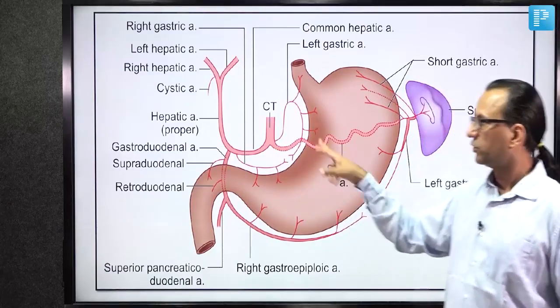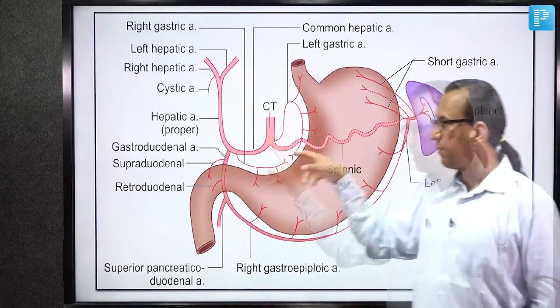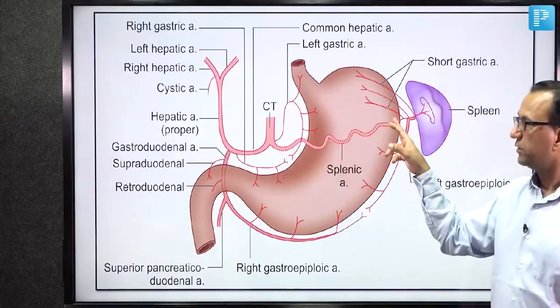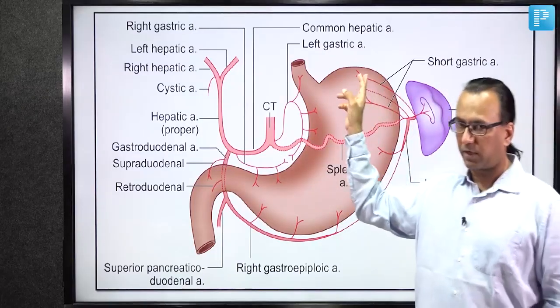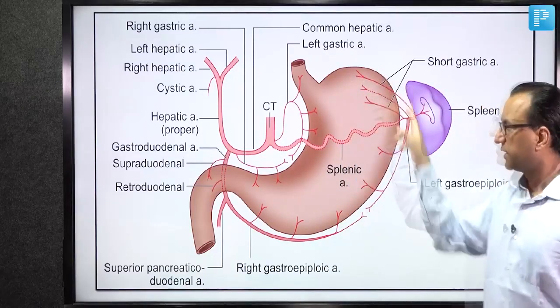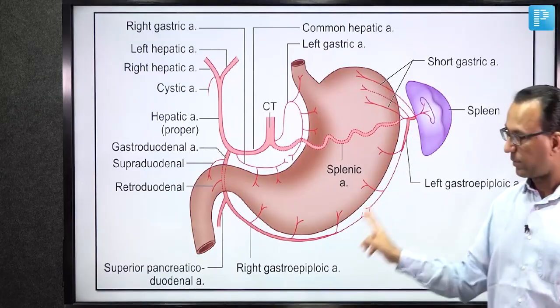Now, the splenic artery is a tortuous artery running behind the stomach. It is in the bed of the stomach and is giving the short gastric artery to the fundus of the stomach, carried by the splenogastric ligament, and it is giving this long gastric artery, which is called the left gastroepiploic artery.